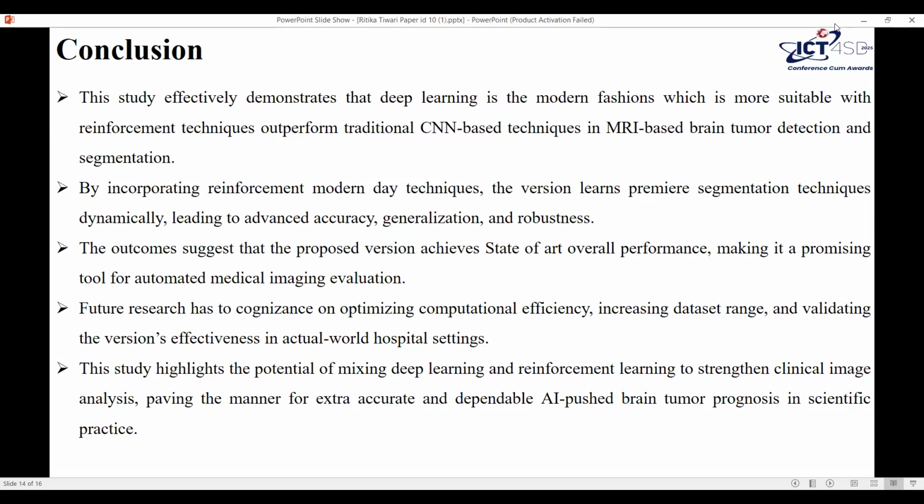Future research should focus on optimizing computational efficiency, increasing the dataset range, and testing the model's effectiveness in real-world hospital settings. The study highlights the potential of mixing deep learning and reinforcement learning to strengthen the analysis and pave the way for more accurate and dependable AI-driven brain tumor diagnosis practice.